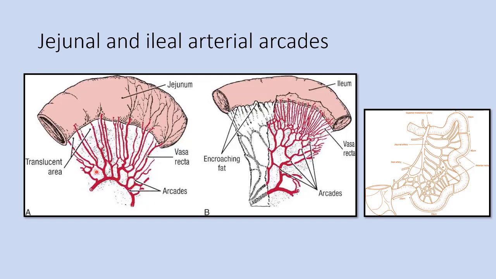So these are the arcades. This is jejunum and this is ileum. In the jejunum, arterial arcades are few, 2 to 3 in number, and these are long straight arteries. Their arteria recta or vasa recta are long and few. In ileum, these arterial arcades are more, 4 to 5 sets, and numerous, and there are short vasa recta in ileum.